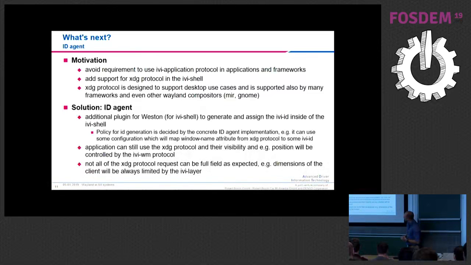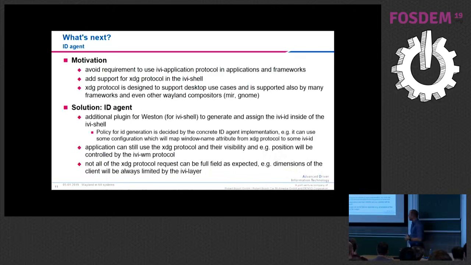The generic idea is just to define how to assign the ID to the application. On the XDG protocol, you already have a lot of stuff which you can use to identify, like a window name or application ID. And in the ID agent, you need to implement some logic which will take some of those attributes and will say, okay, if this application appears, then this is ID 5.